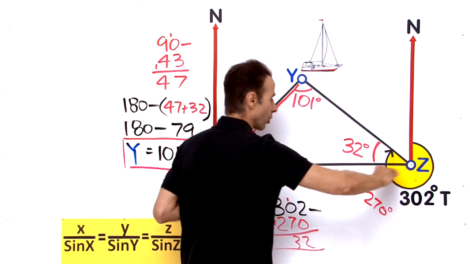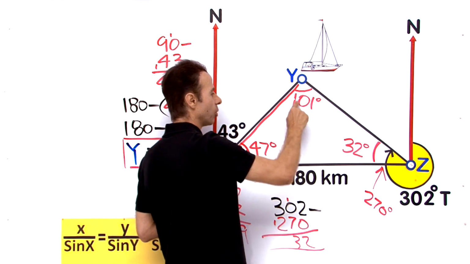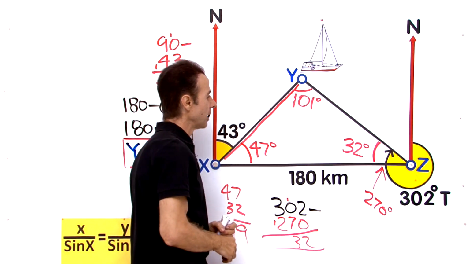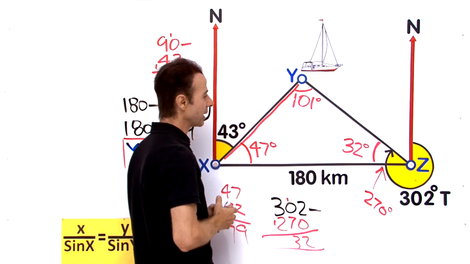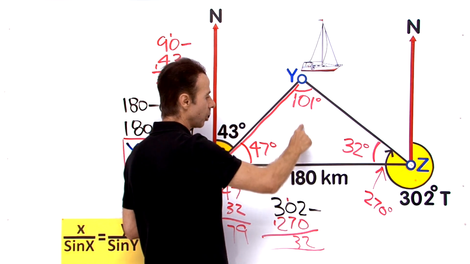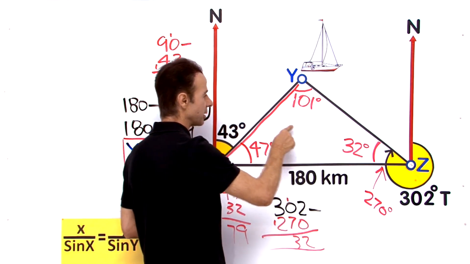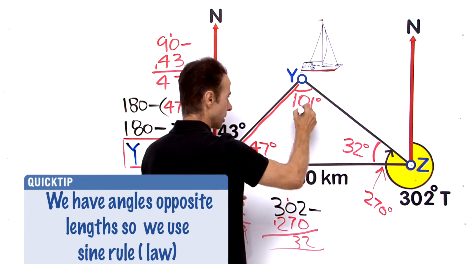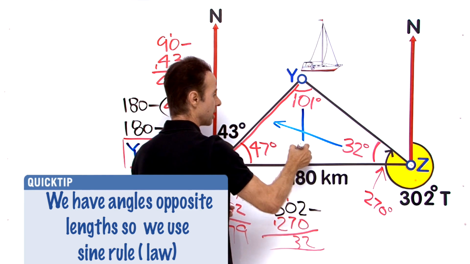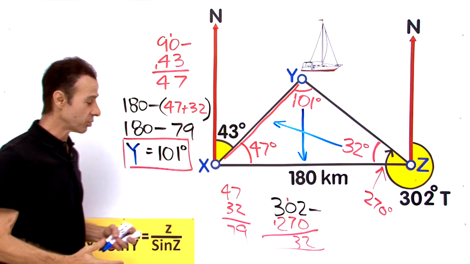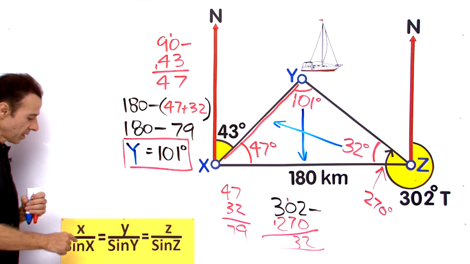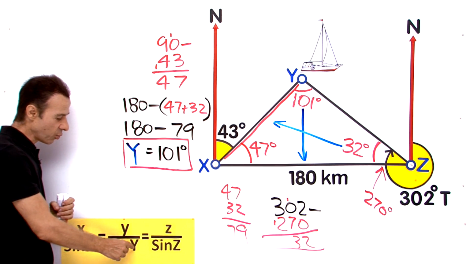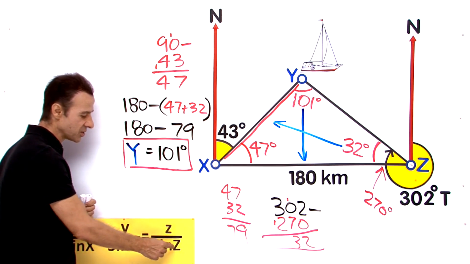Okay, we've got more information in this triangle now. As we said earlier, we've got one distance, 180 kilometers, and we have all the internal angles. Our mission is to find that length right there. So how are we going to find it? Well, I think we can notice that we've got an angle opposite an unknown length. When we're working with things like that, it means we can use something called the sine rule. Here it is right over here: x, which is the distance, over sine x, the angle, equals y over sine y, and z over sine z.